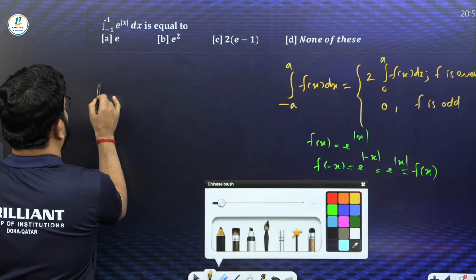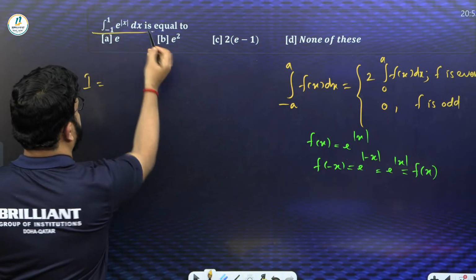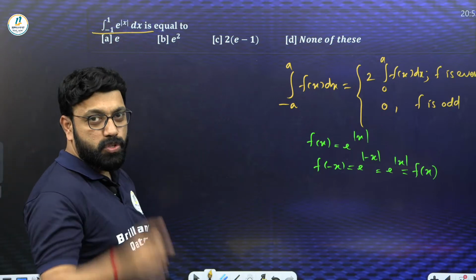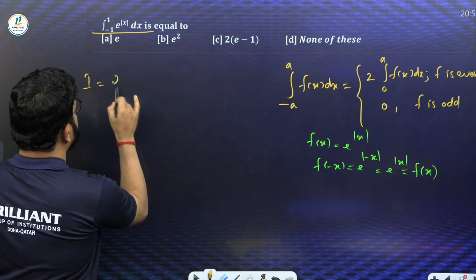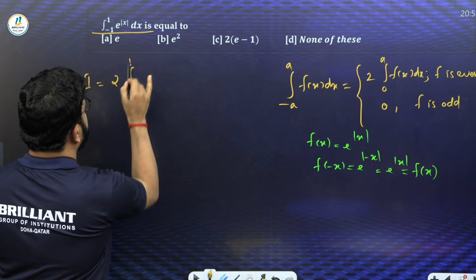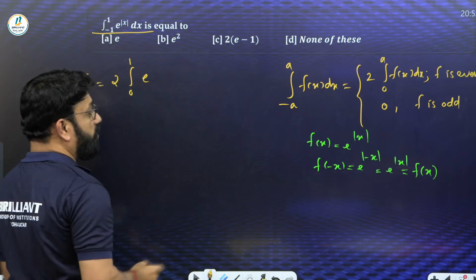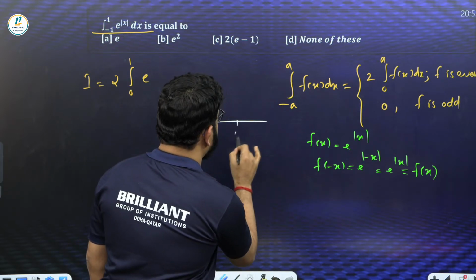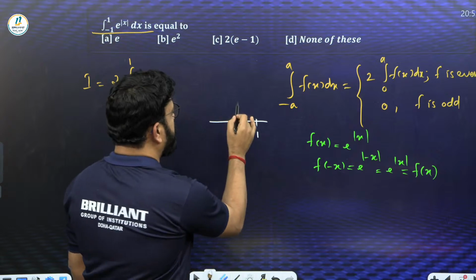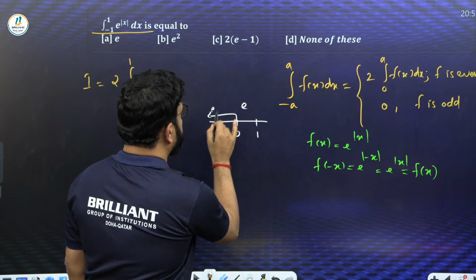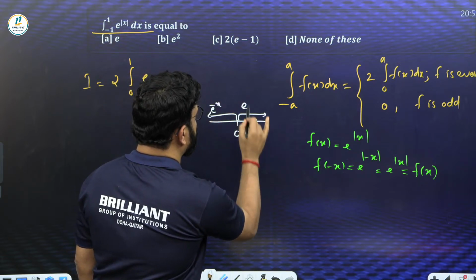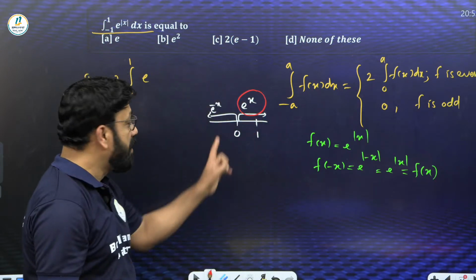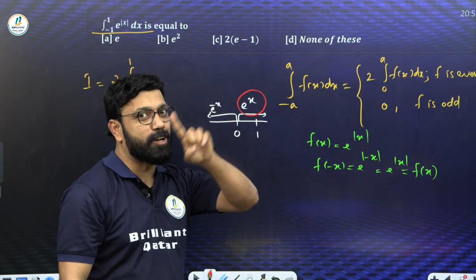This question I am not repeating. The question is the integral from minus 1 to 1 of e raised to mod x dx. It's an even function, so it equals 2 times the integral from 0 to 1 of e raised to modulus of x. For the left part, negative x will come; for the right part, positive x will come. From where to where? From 0 to 1 only is required.